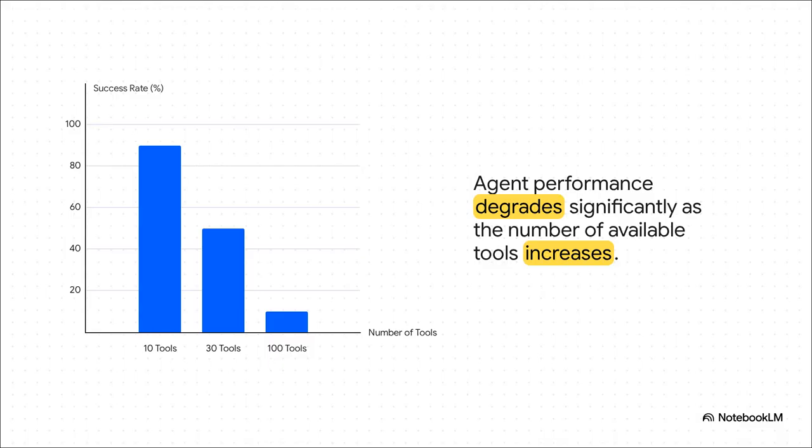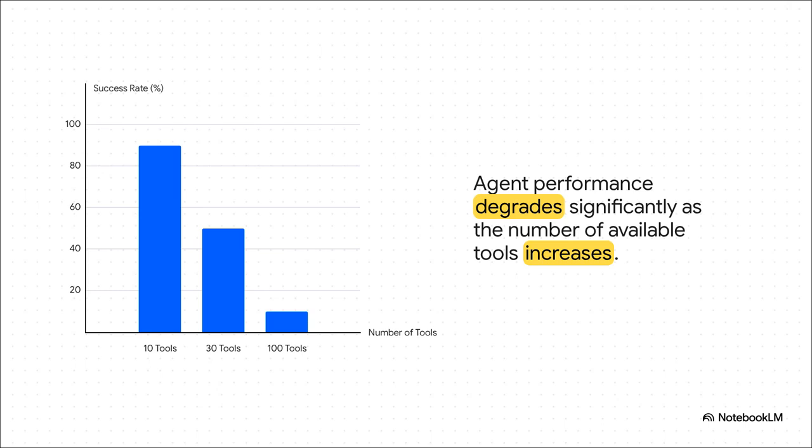And this slide right here shows you exactly why selecting is so important. This is a super common problem. You give an agent, say, 10 tools, and its success rate is fantastic. But look what happens when you give it 30 or 100. The performance just tanks. It gets totally overwhelmed by choice.